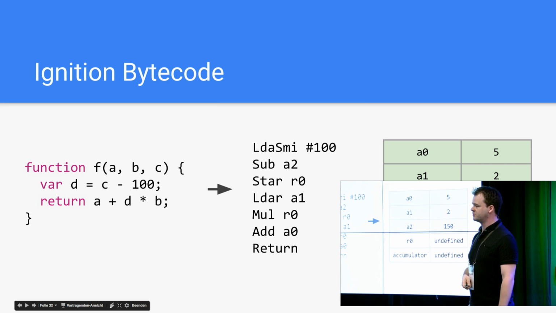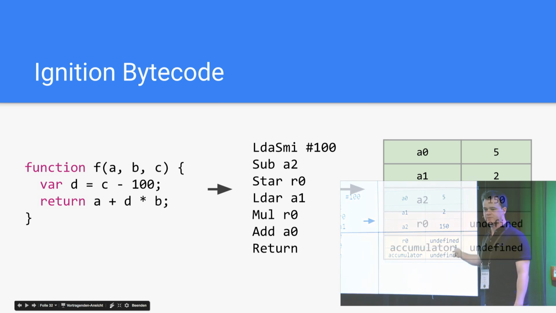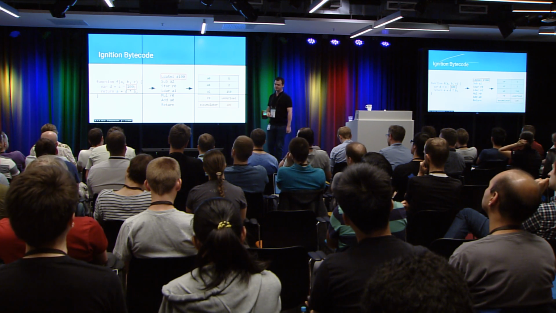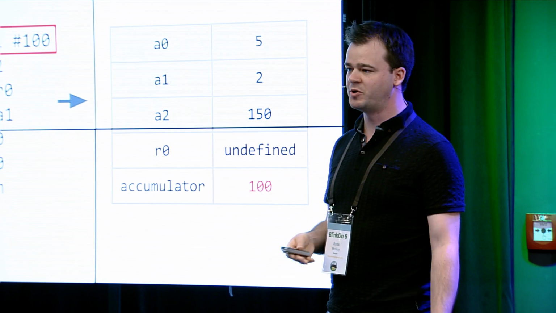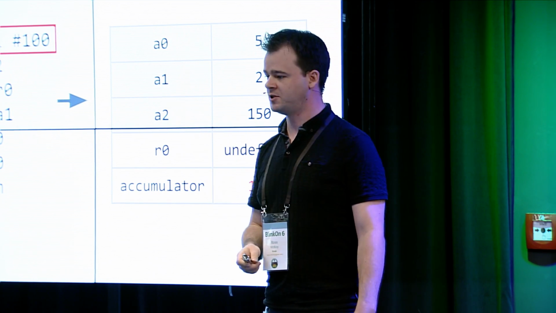So our accumulator also starts off as undefined. I'll just walk through this bytecode and show you what happens on the stack as we go, and how it corresponds to the JavaScript function in the first place. First thing we do is this LDA SMI 100. SMI is our name for small integers in V8. So we want to load 100 into the accumulator.